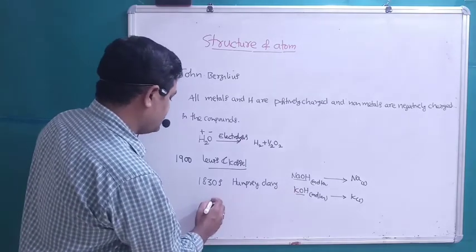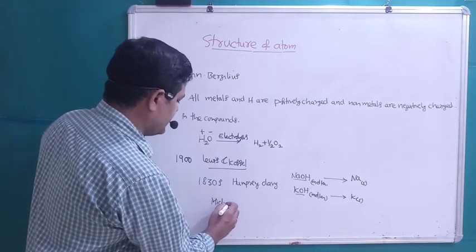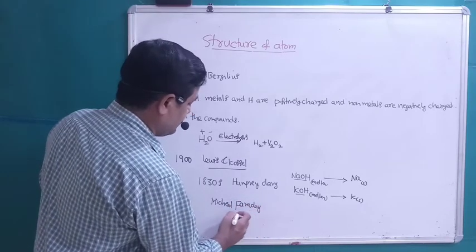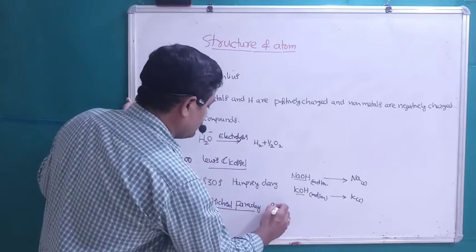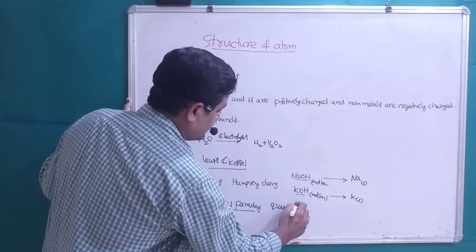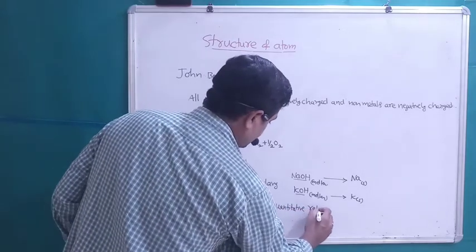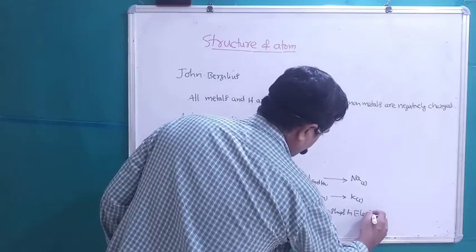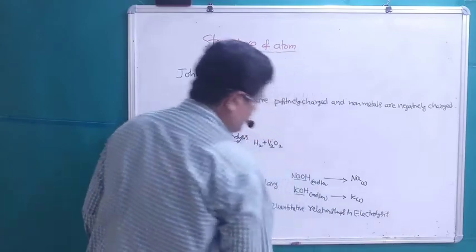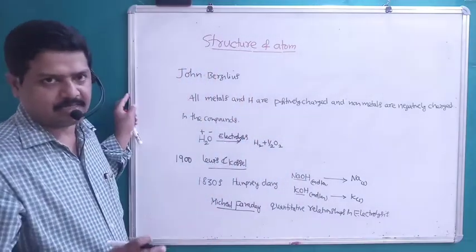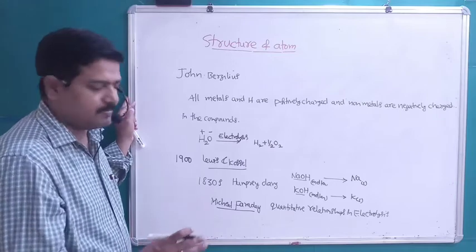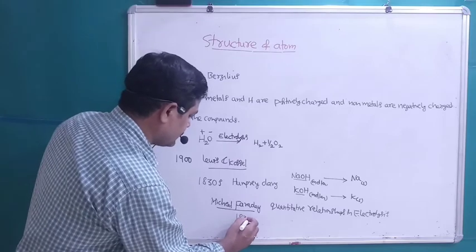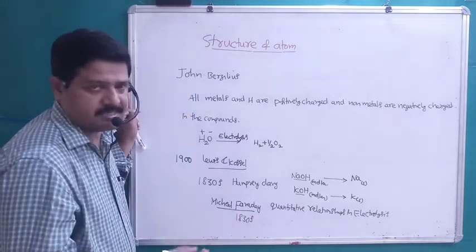Then his assistant, a famous scientist, his name is Michael Faraday. Michael Faraday has given quantitative relationships in electrolysis, which in the syllabus we will study as Faraday's first law and Faraday's second law in the chapter electrochemistry. So then Faraday, in the 1830s only, raised the question to the chemists at the time.